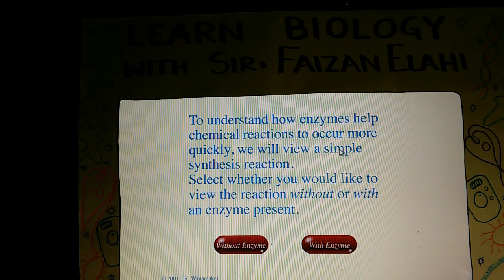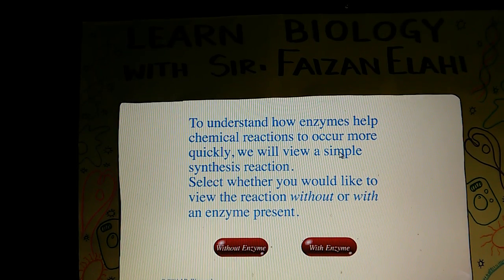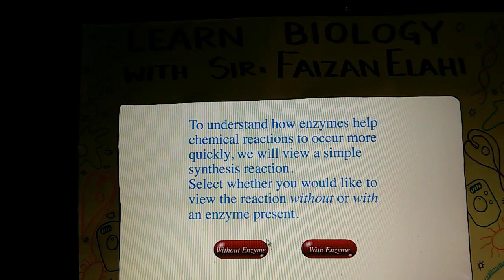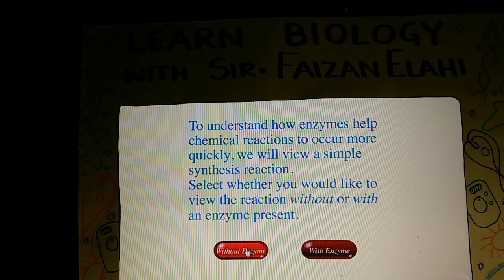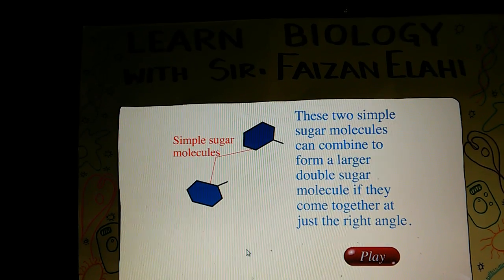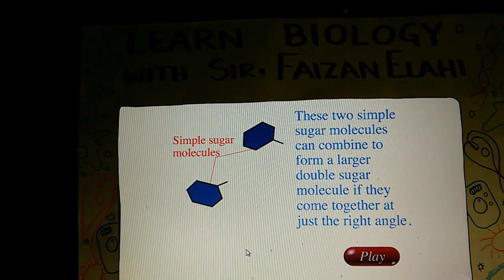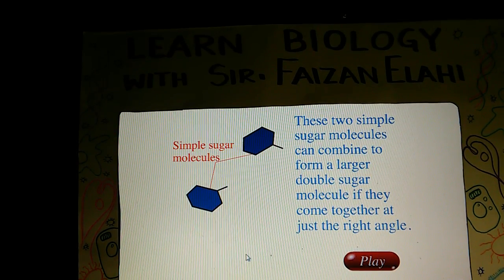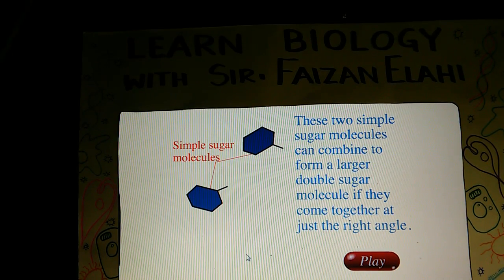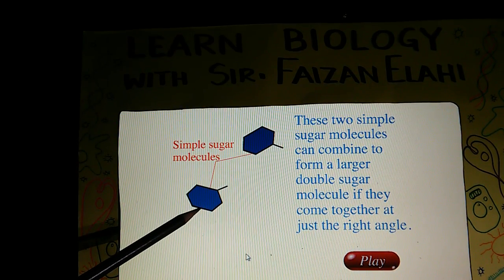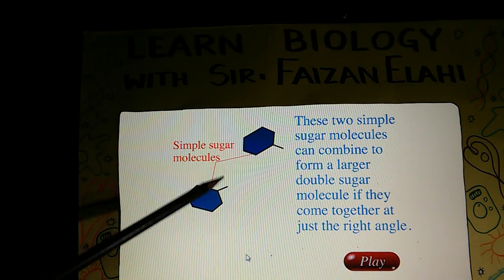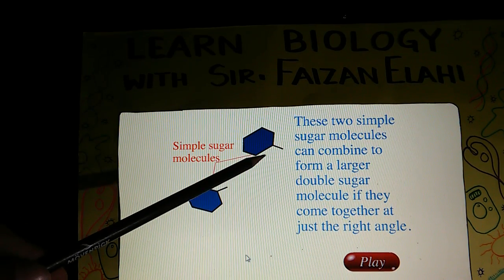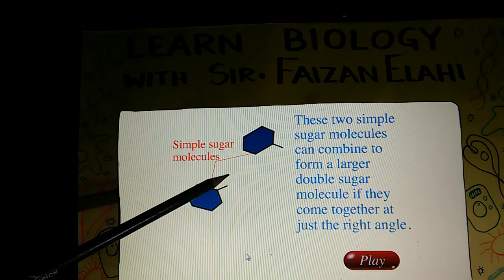To understand how enzymes help chemical reactions occur more quickly, we will view a simple synthesis reaction. First of all, we will select a reaction which is happening without an enzyme. These two simple sugar molecules can combine to form a large double sugar molecule if they come together at just the right angle. You can see here the structure of this sugar molecule, and this is again a sugar molecule. This is a free end of a sugar molecule which can join the free end of another sugar molecule so that a big molecule can form.